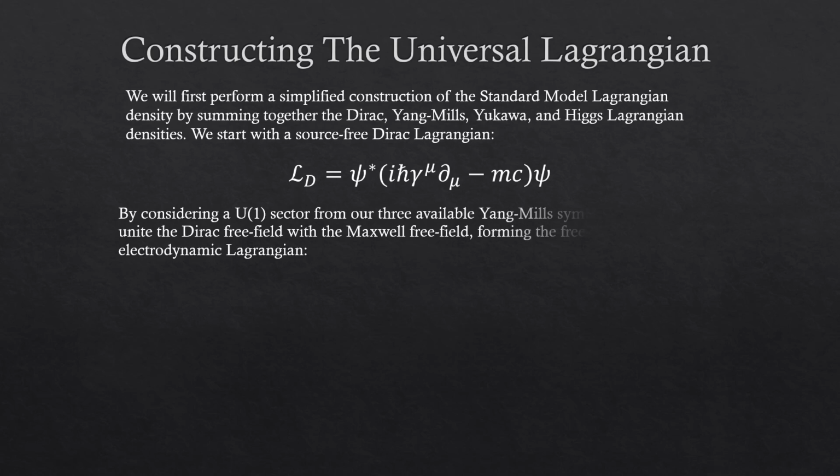So now we take the U1 sector of our three available Yang-Mills symmetry groups. If you think of the standard model Lie group SU3 cross SU2 cross U1, we're just going to take this U1 part, and by merging this with the Dirac density, we form the free field quantum electrodynamic Lagrangian.